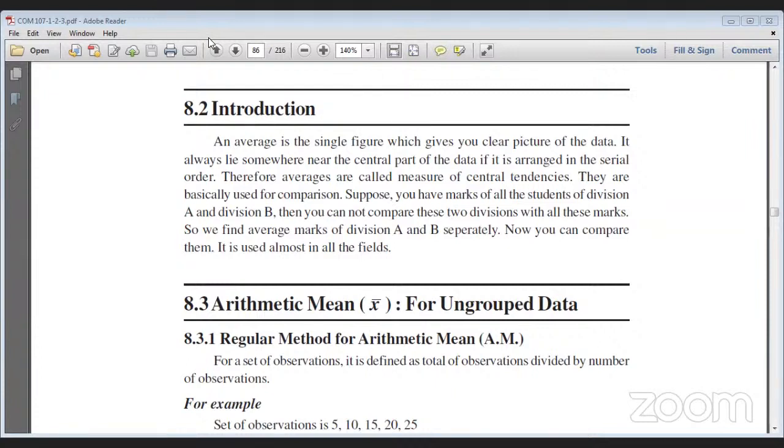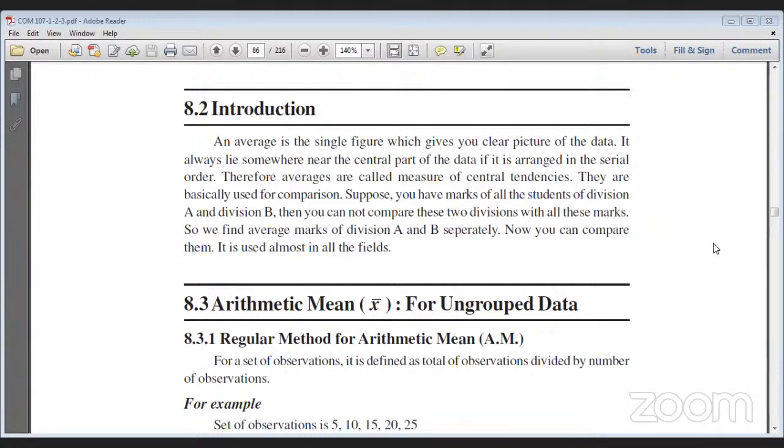First year commerce, from 107 statistics, and from book number 2, we are going to discuss here arithmetic mean for ungrouped data. Averages are a single figure which gives you a clear picture of the data. It always lies somewhere near the central part of the data if it is arranged in serial order. Therefore, averages are called measures of central tendency.